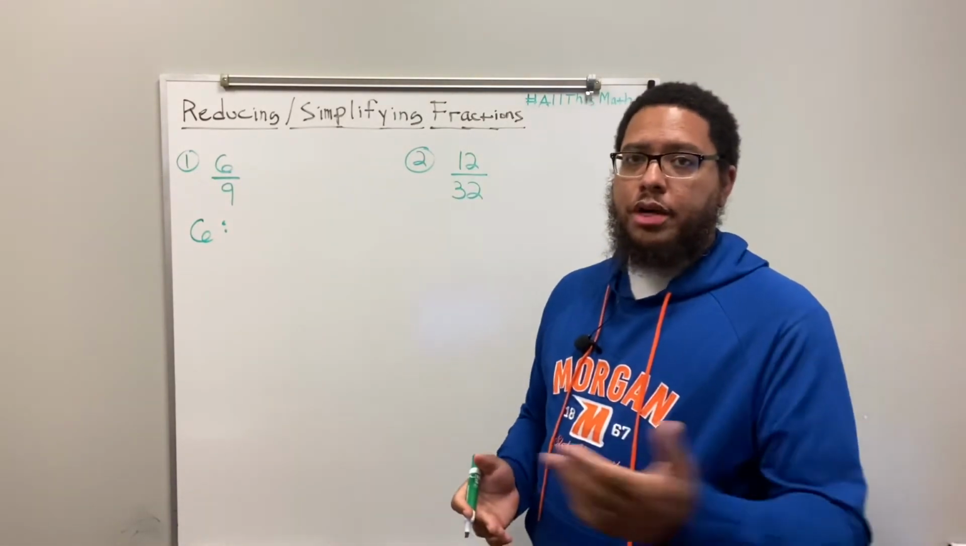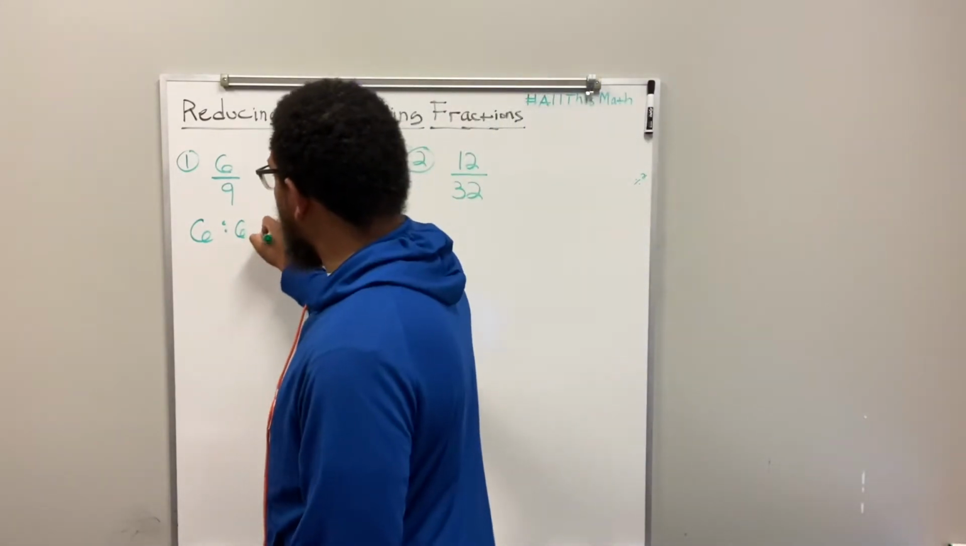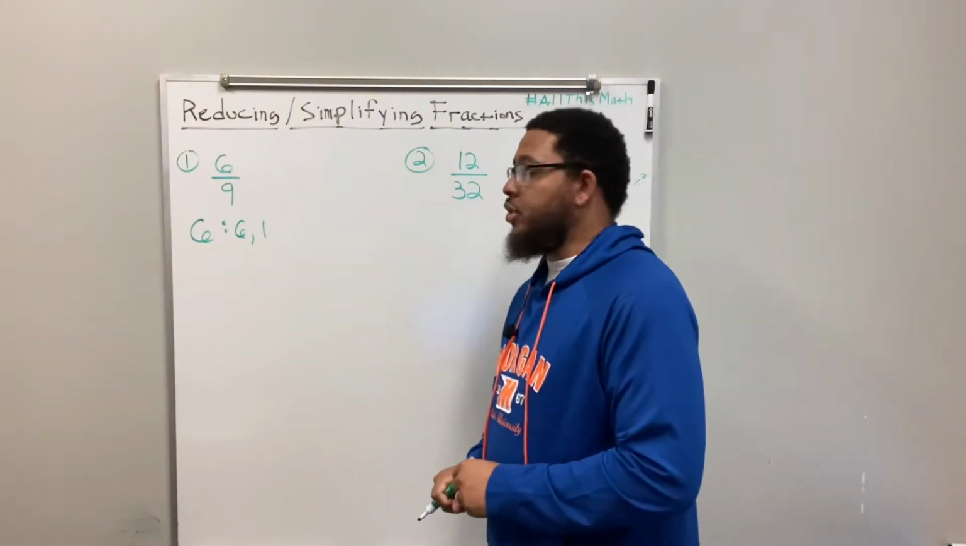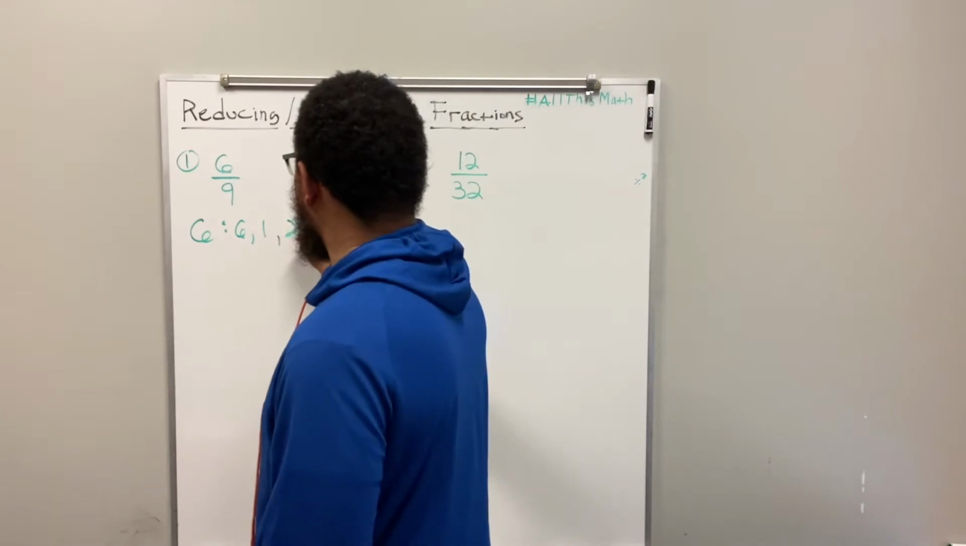All right? So I already said 6 times 1 is 6. So I know 6 and 1 are 2 of the factors of 6. Right? And then, what are 2 other factors of 6? 2 and 3. So I got 2 and 3.